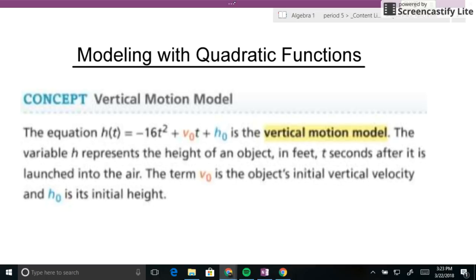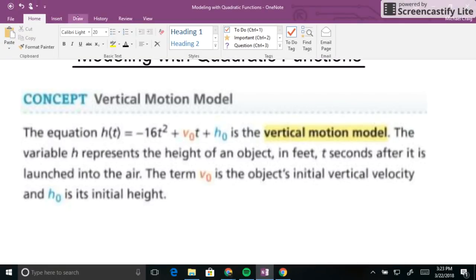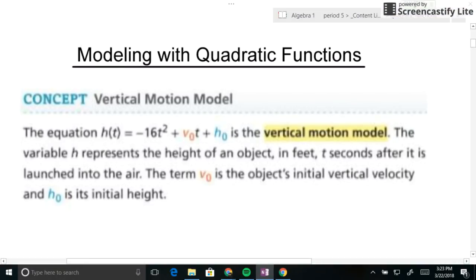Today we are going to talk about modeling with quadratic functions. The first thing you can see here when we're modeling with quadratic functions is what we call the vertical motion model. The vertical motion model is the equation h sub t equals negative 16 t squared plus v naught times t plus h naught. What that means, t is the time in seconds.